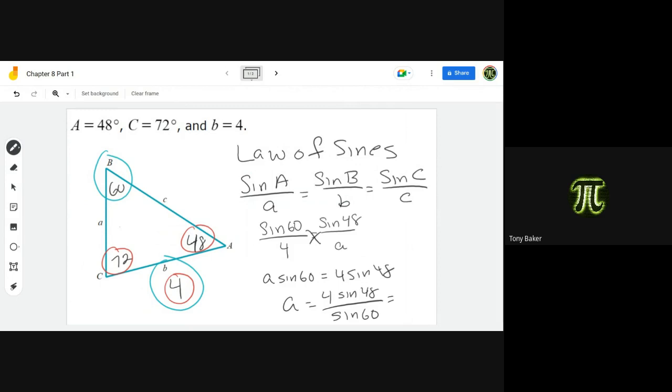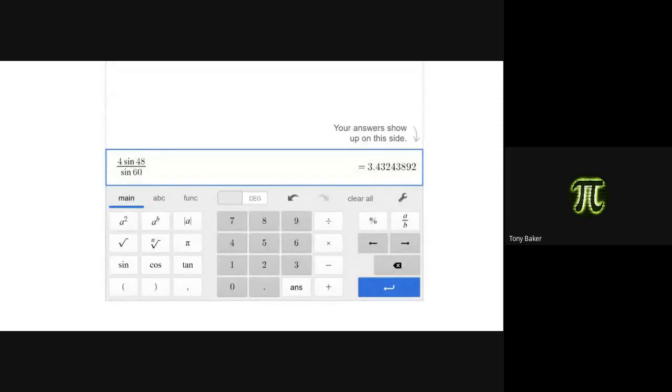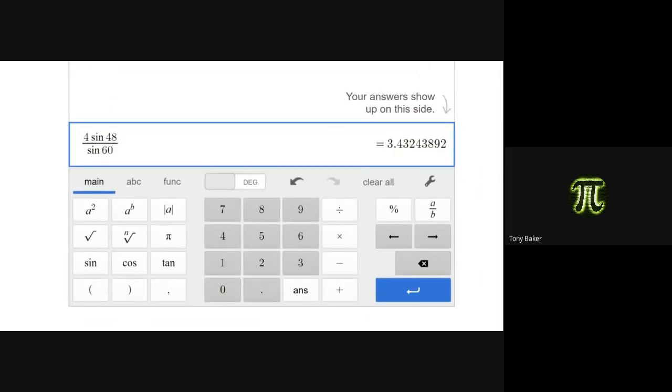Now let's use Desmos. So 4. I know you can't see them. I'll switch over in a second. So we've got, my answer is 3.43.